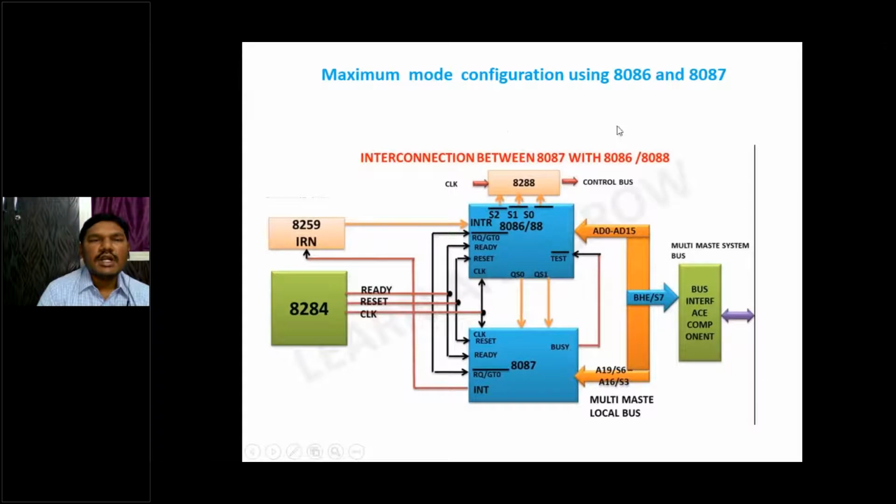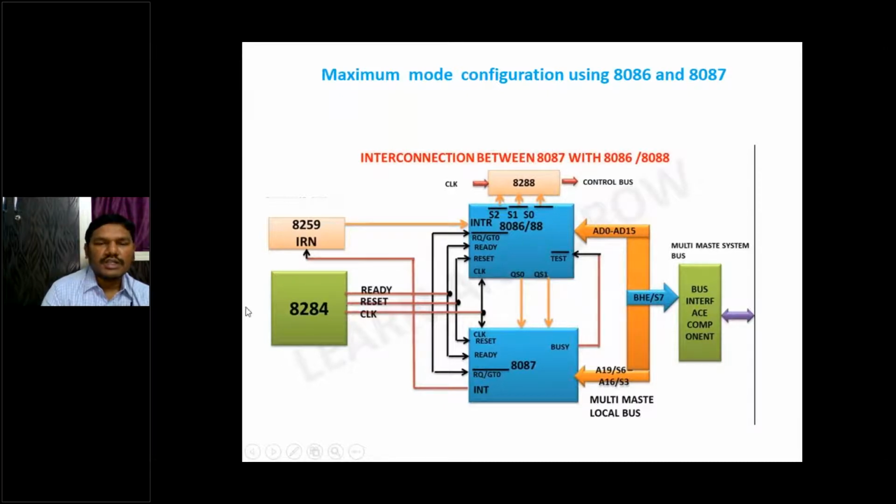So this is the relation, the connections between the main processor and coprocessor to operate in maximum mode. This is the main processor, 8086 or 8088, and here we have the 8087 coprocessor. The coprocessor and main processor share the address bus and data bus, right? And this address bus and data bus are controlled by the bus controller, which is called 8288.